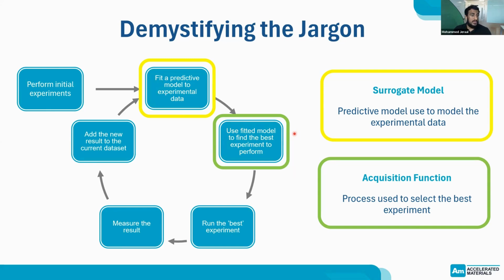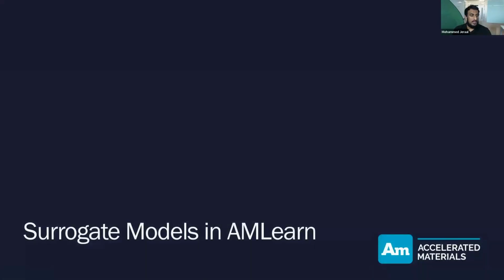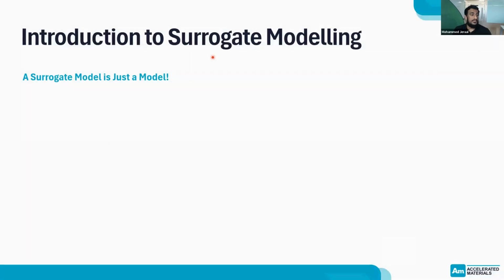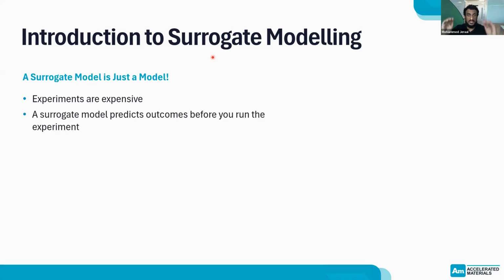So I'll start off by taking you through the first step of this reaction. Once you've performed your initial experiments, what we need to do is model the data. AMLearn is our software, and I'll take you through some of the ways in which it does surrogate modeling. As I've mentioned before, a surrogate model is just a model. And the reason why we use models is because experiments are expensive. I mentioned this a few times in this webinar. What the surrogate model allows you to do is predict the results of thousands of experiments without actually having to perform them.